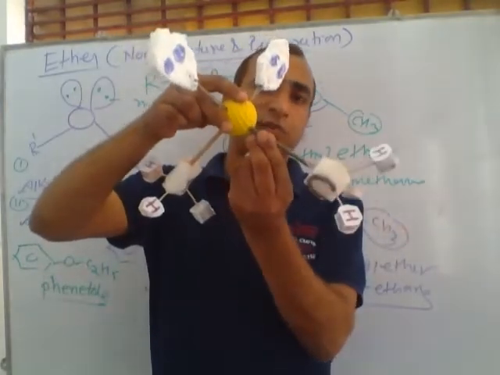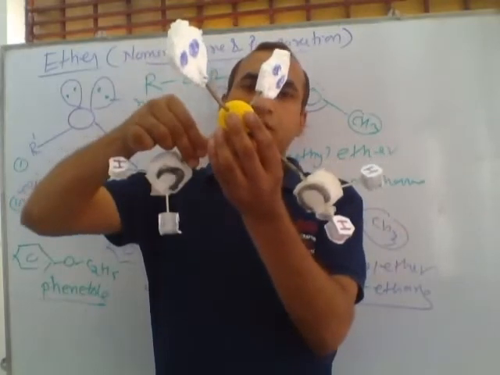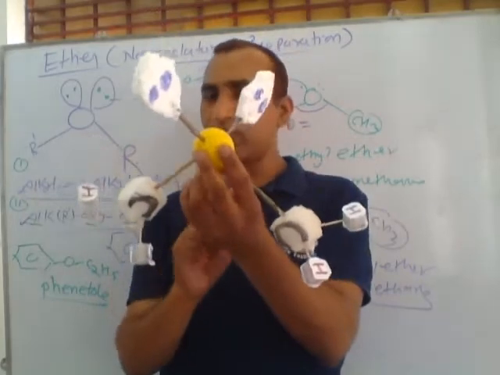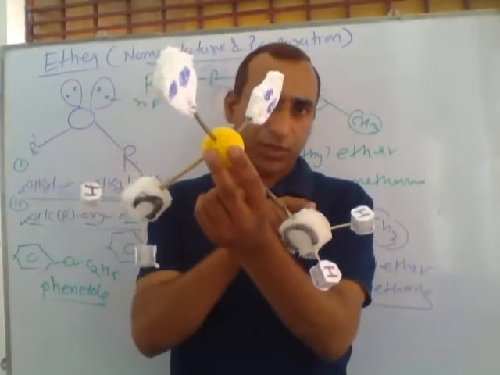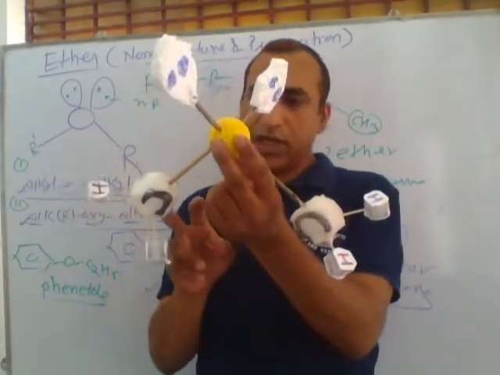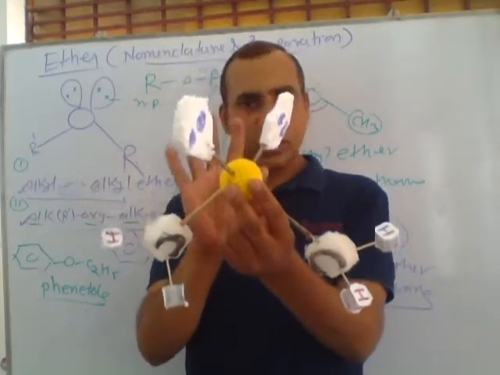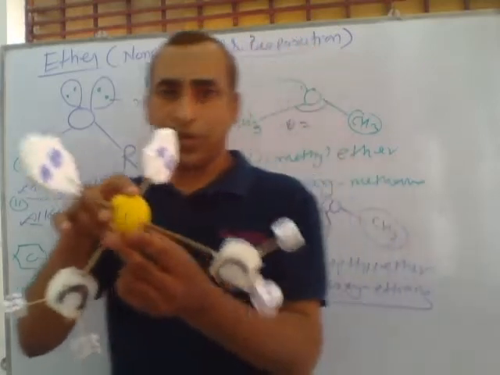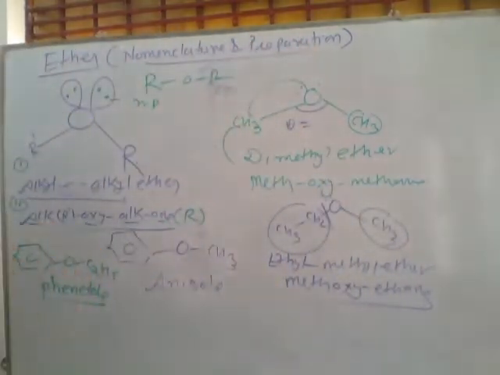So this compound is called, what we can say, dimethyl ether. Otherwise we can also say this is methoxymethane. Dimethyl ether is the common name, methoxymethane is the IUPAC name.